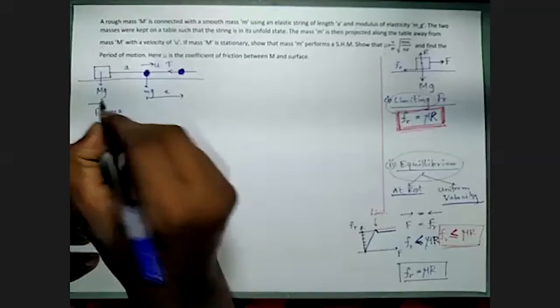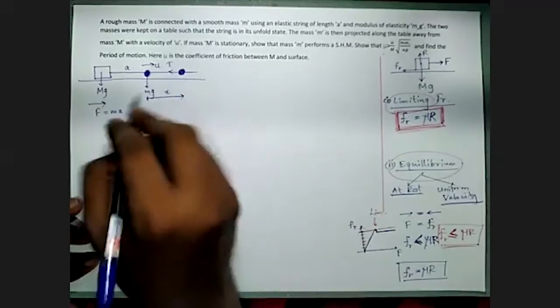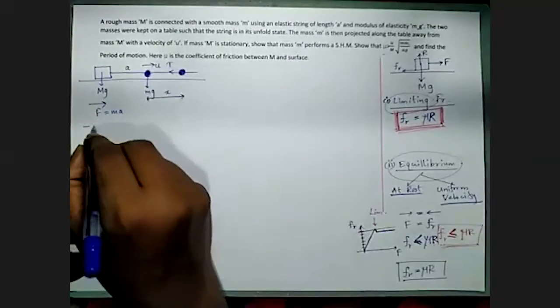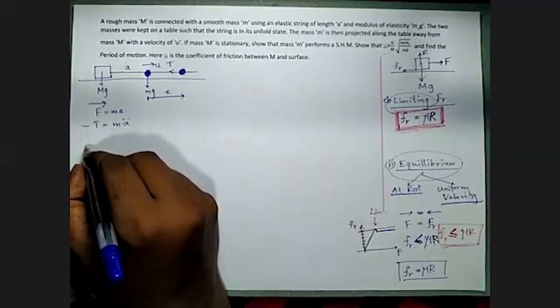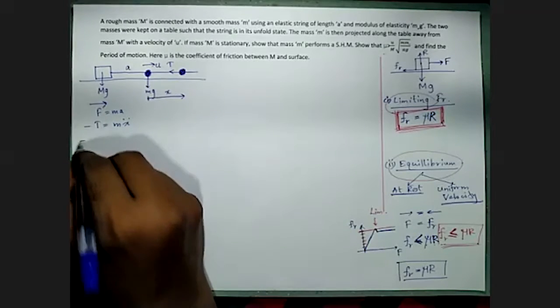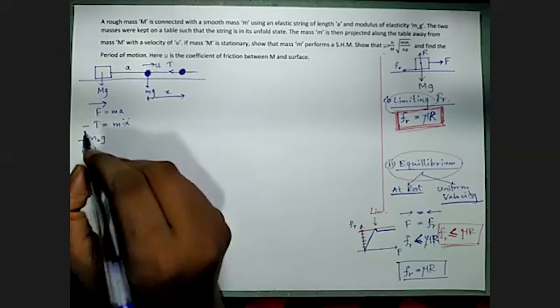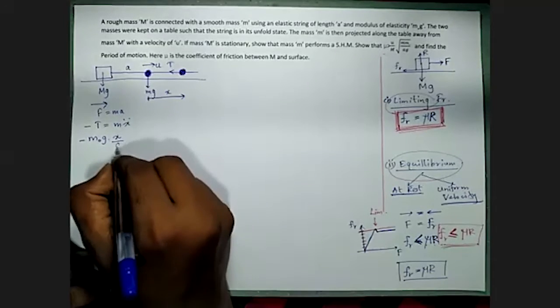Now we can apply F equals ma to this direction. X is measured to right. That is the reason. Opposing force: minus T equals m x double dot. So tension for this elastic string is modulus of elasticity m naught g into extension x over natural length, which is A. Now we can't cancel m because here we have m naught, not m. Then what is my x double dot? That is minus m naught g divided by m A into x.